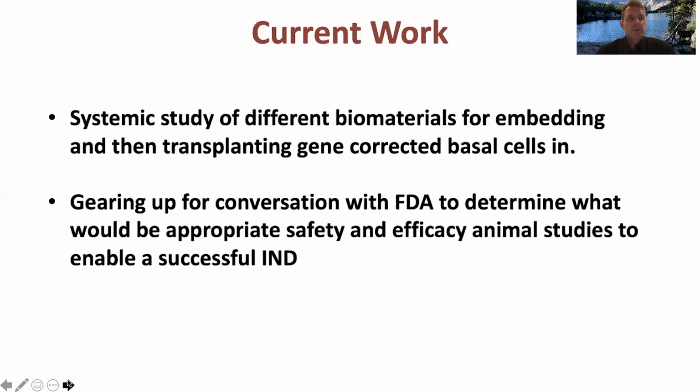So what we're doing with this system now is providing a systematic study of different biomaterials for embedding and then transplanting our gene-corrected basal cells in. And then instead of guessing at what the FDA wants, we are putting in the work to set up an INTERACT meeting with the FDA to have a discussion about what the appropriate safety and efficacy animal studies might be needed before we can move on to initiate a phase 1/2 trial.